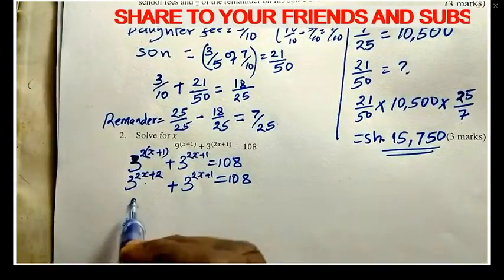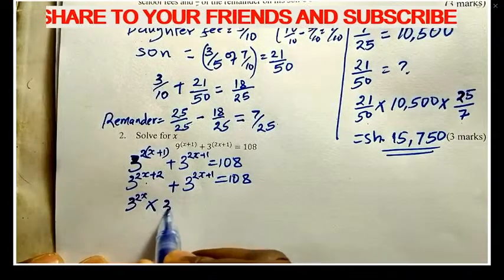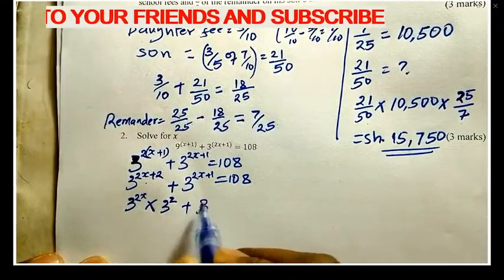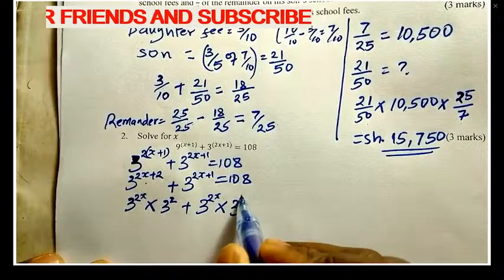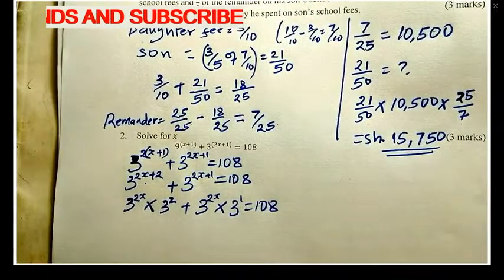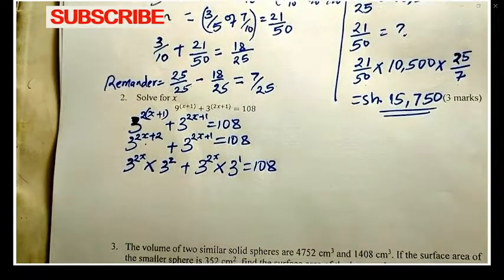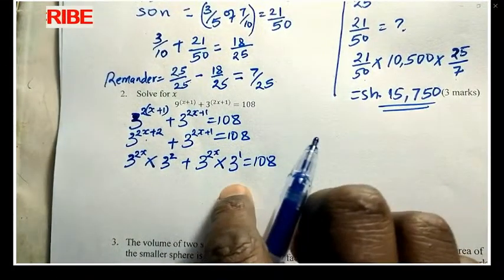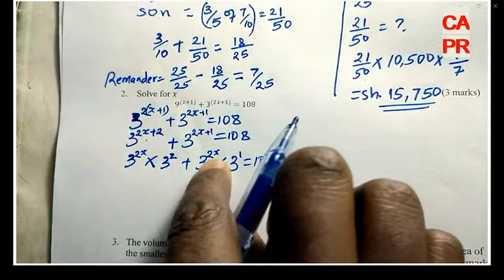So this one is simply 3 raised to power 2x times 3 raised to power 2, and then plus 3 raised to power 2x times 3 raised to power 1 equal to 108. So you should be aware of that. So ukifika hapa, kwa sababu 108 hatuwezi andika in terms of 3, itatupea stress, hatuiguzi. Na ukifika hapa unaona kuna 3 raised to power 2x, 3 raised to power 2x.